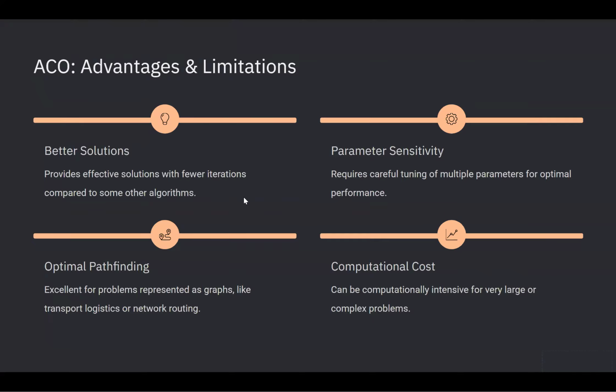It is parameter sensitive, meaning the algorithm needs careful tuning to perform well. Small changes in parameters like pheromone evaporation or exploration can affect the outcome. Also, for very large or complex problems, ACO may require high computational cost, which can make it slower.